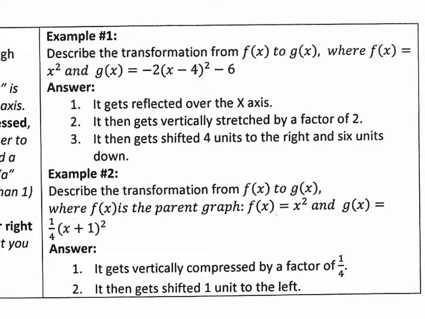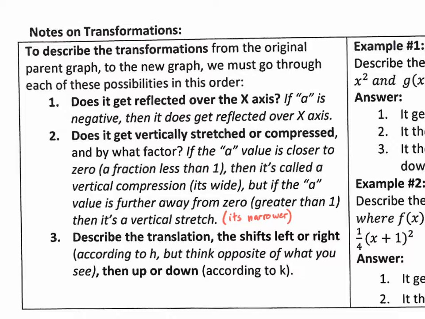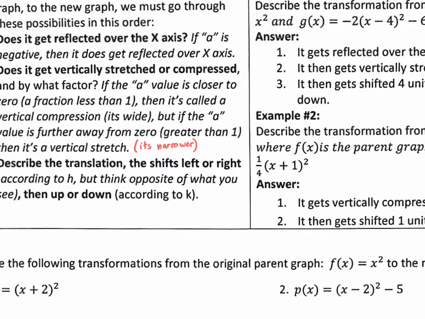Okay, so you have to go through these notes right here. First, ask yourself, does it get reflected? If the a value is negative, it gets reflected over the x-axis. And then ask yourself, is the a closer to 0 or further away from 0? If the a is further away from 0, it gets a vertical stretch, which means it gets narrower. If it's closer to 0, it gets wider, which means it's a vertical compression. And finally, at the very end, describe your shift, left or right, up or down, according to h and k. Do the h shift first and the k shift second.